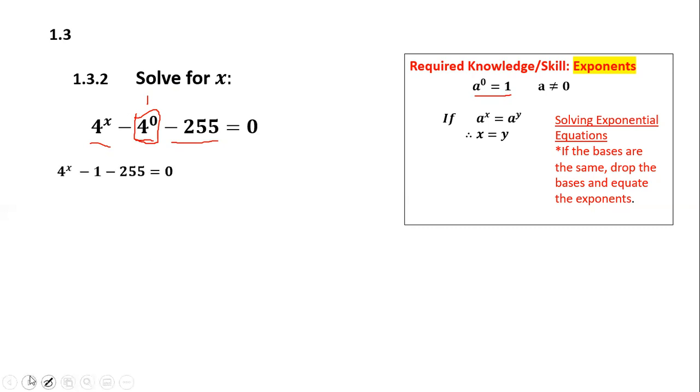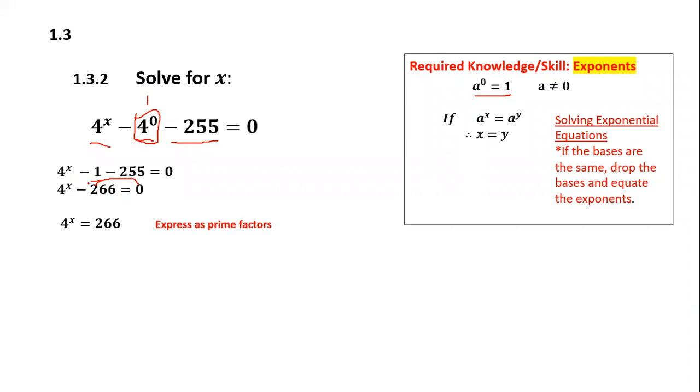So what we have is 4 to the power x minus 1 minus 255 is equal to 0. If we simplify, this is minus 1 minus 255, and that gives us minus 266. 4 to the power x minus 266 is equal to 0. The first step is to move this number to the right-hand side. When we move that, we have 4 to the power x is equal to 266.